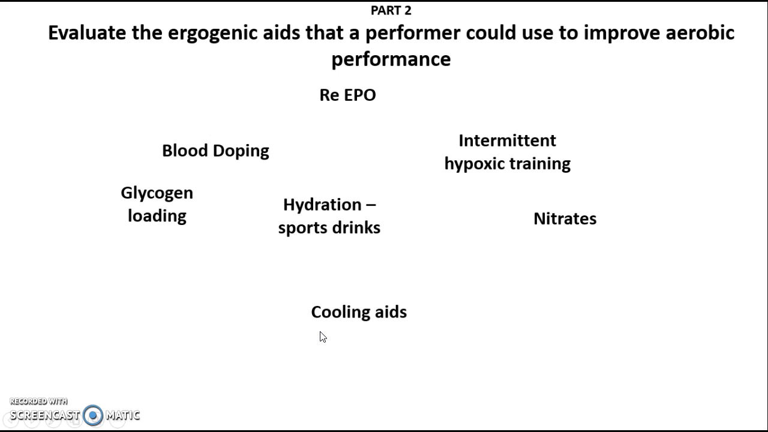Now, whenever you're talking about ergogenic aids, and I've tried to use this example before, just remember, you go through a process. This question is saying evaluate the ergogenic aids a performer could use to improve aerobic performance. So you've got to make sure, if you think about ergogenic aids, who's going to take them? Lads are going to take them. All the lads. Lads are going to take ergogenic aids.